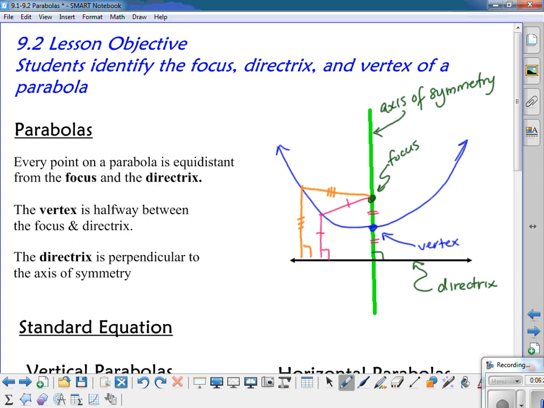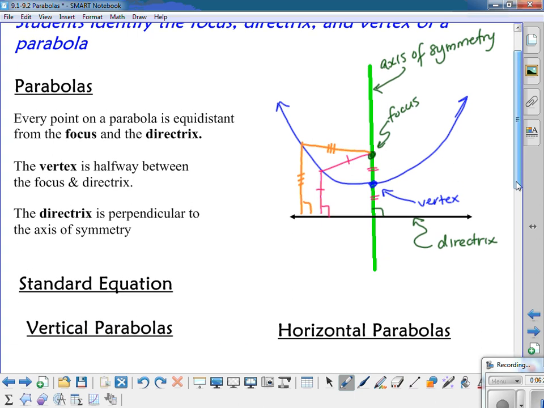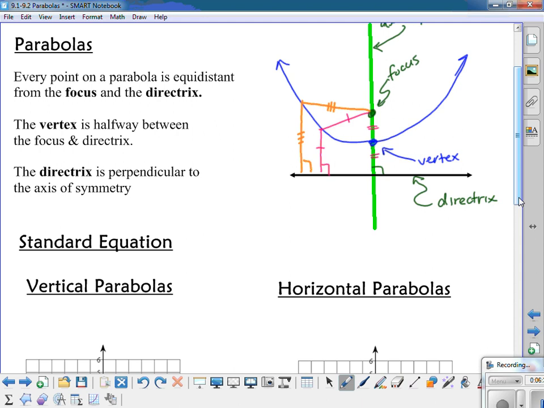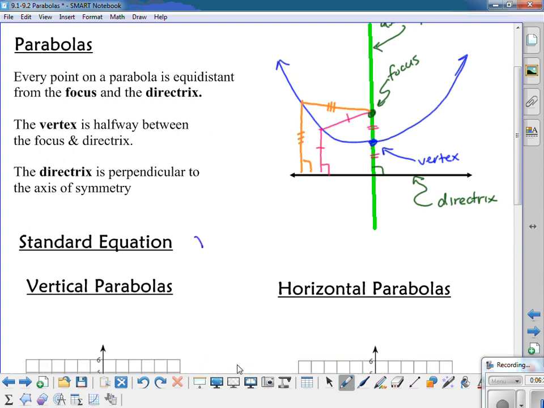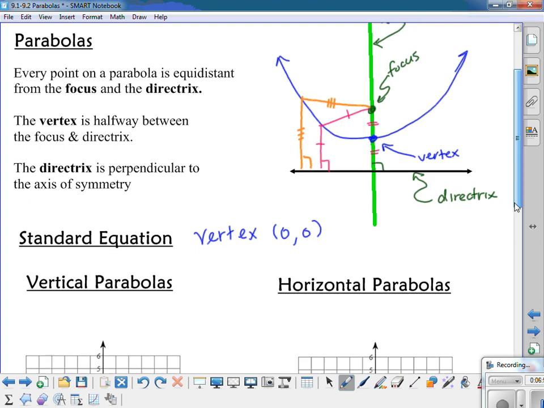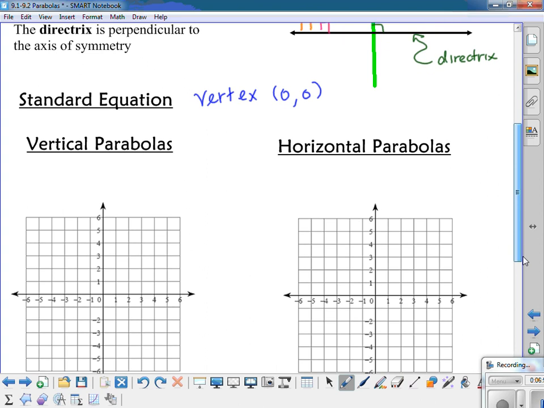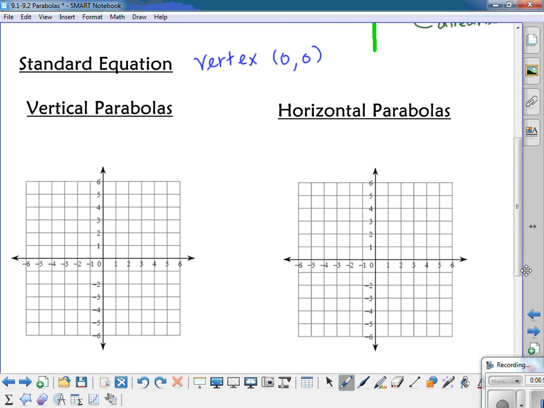And so we're going to have a new standard equation that involves the focus and the directrix so that we can find them and graph them. So with the standard equation, we're going to be using the vertex at 0, 0. We're not going to worry about translating graphs at all today, but we will probably tomorrow. So we can actually have vertical or horizontal parabolas.